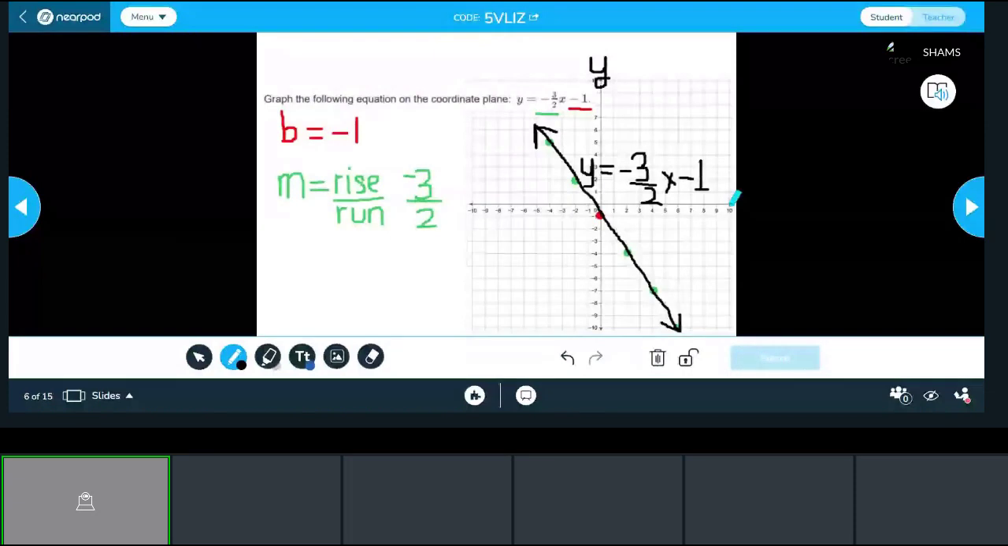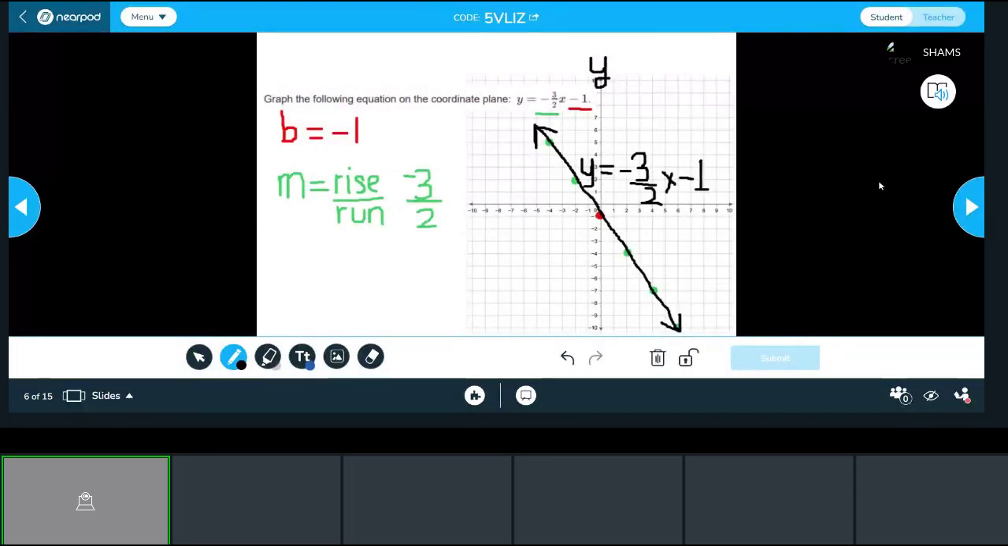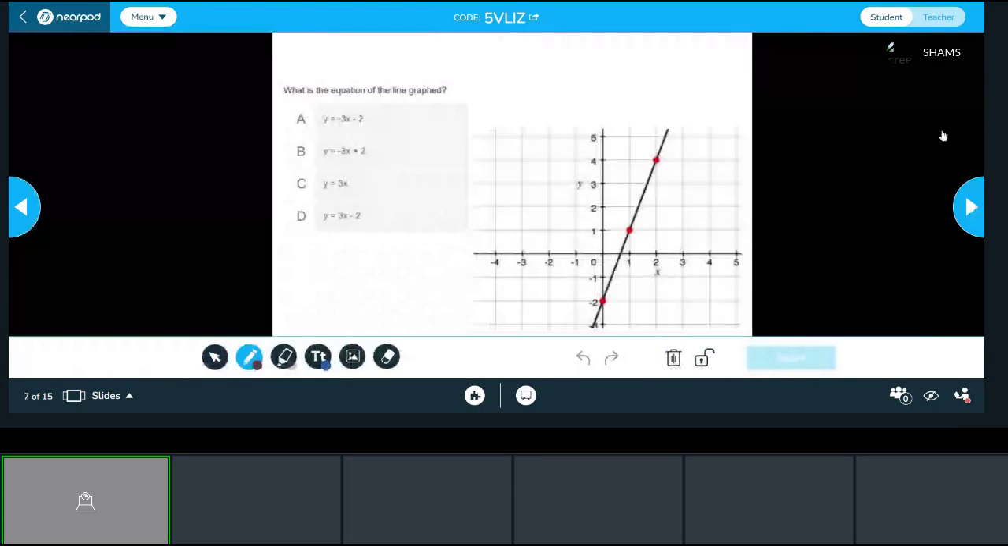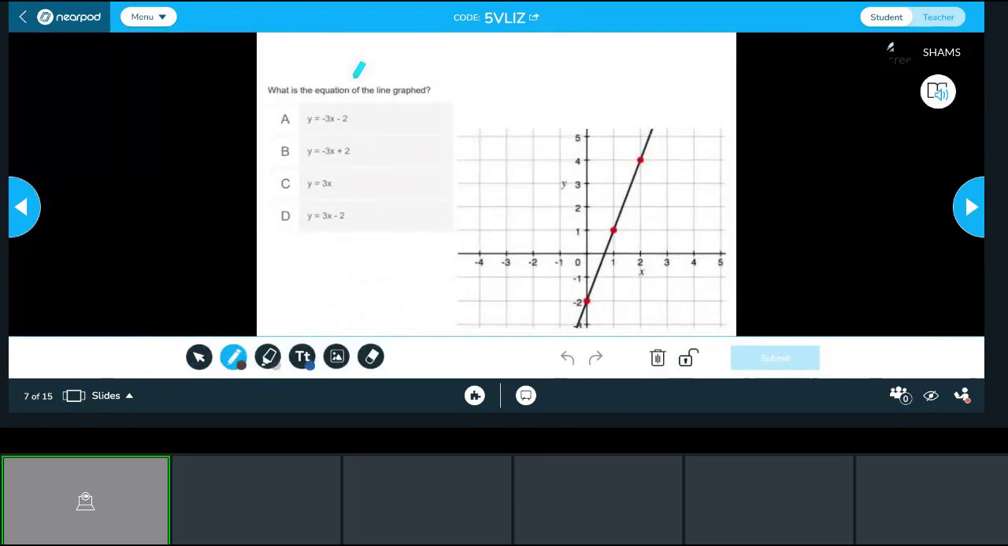Let's go ahead and move on to the next question. Okay, here. What is the equation of the line graphed? We have 4 answer choices. We also have a graph. We want the equation. As a reminder, how do we write the equation?